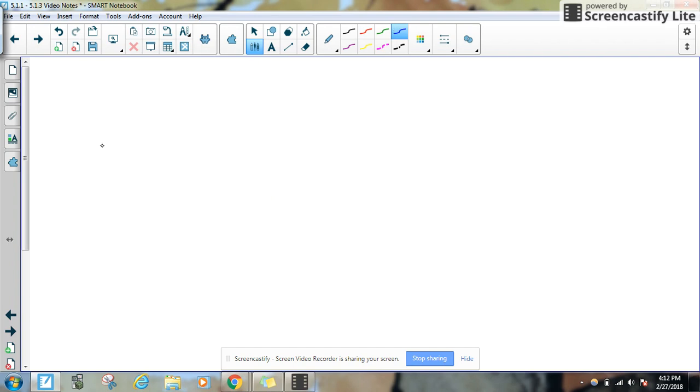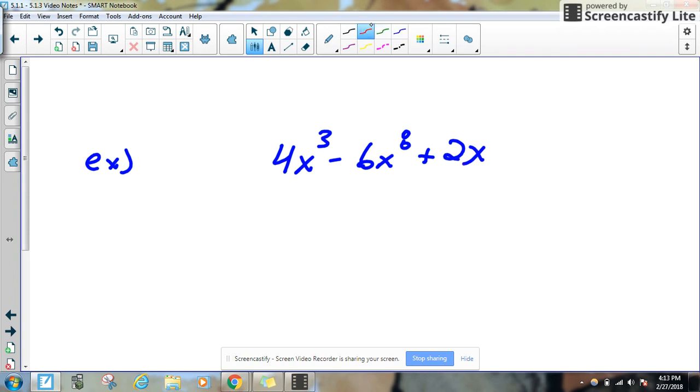Let's do an example. So an example could be the polynomial 4x to the third minus 6x to the 8th plus 2x. Let's do this one, okay? And the question would be, how could you name this polynomial? Well, the first thing is you could name it by its degree. Now, its degree is the highest exponent, or 8. That means it would be an 8th degree polynomial.